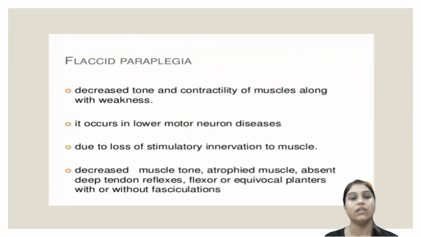Flaccid paraplegia. First, decreased tone and contractility of muscles along with weakness. Second, it occurs in lower motor neuron disease. Third, due to loss of stimulatory innervation to muscle. Fourth, decreased muscle tone, atrophied muscles, absent deep tendon reflexes, flexor or equivocal plantars with or without fasciculation.